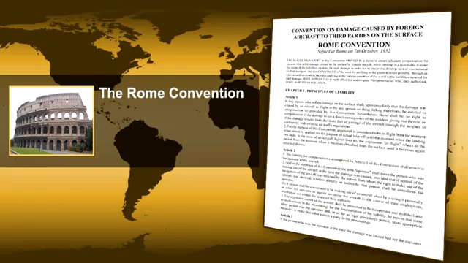The Rome Convention of 1952 deals with the damage by foreign aircraft to third parties on the ground. The Convention endorses the concept of absolute liability of the aircraft operator for damage caused to third parties on the surface, but places a limitation on the amount of compensation. It also provides for compulsory recognition and execution of foreign judgments.